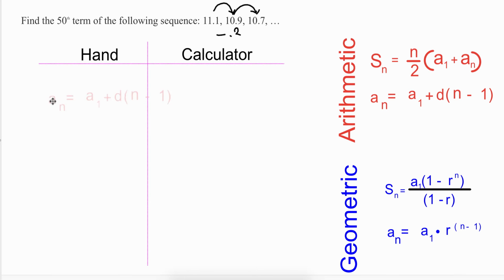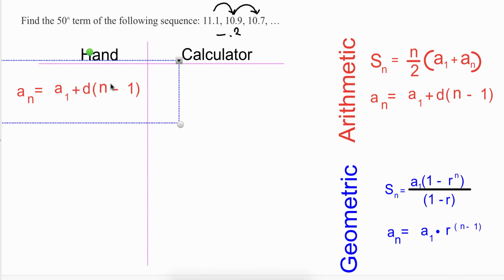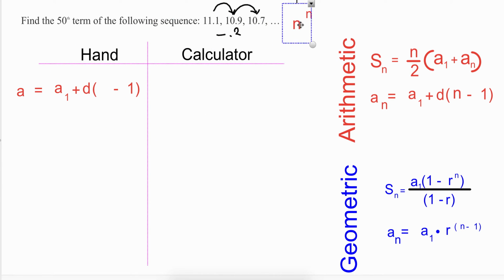So here we go. To find the 50th term, we know n is going to be 50. So every time we see an n, we're going to replace it with the number 50. To find the 50th term, we start with the first term. Do we know what the first term is? Yes, we do. The first term is 11.1. And we add on differences.